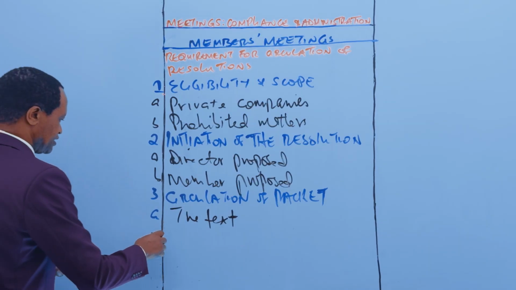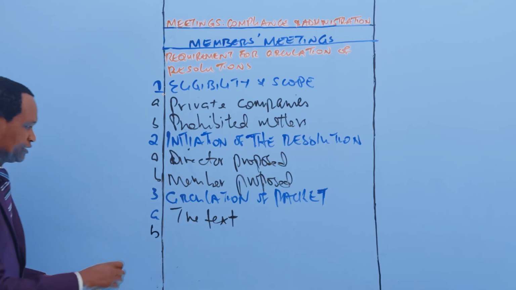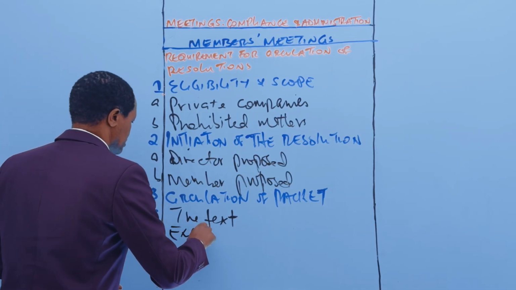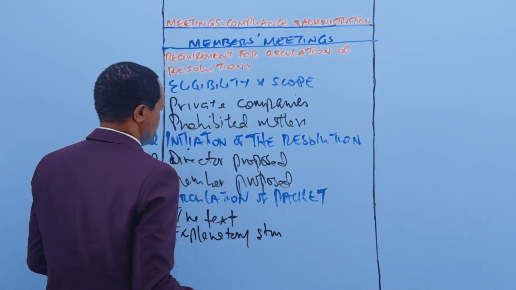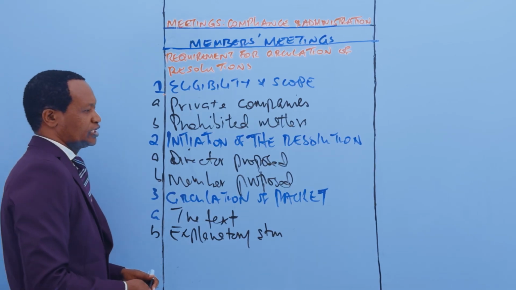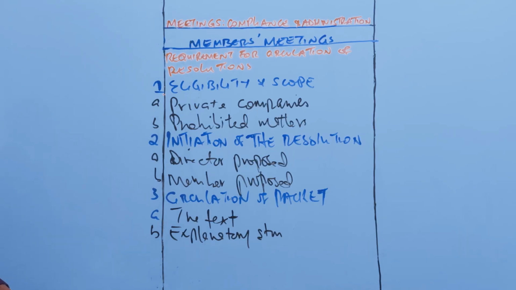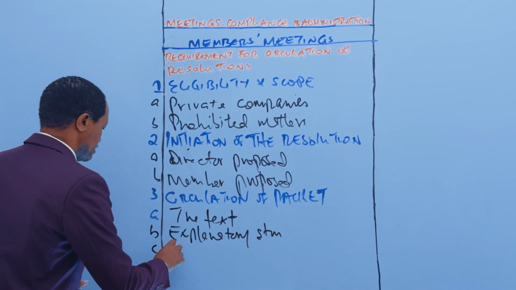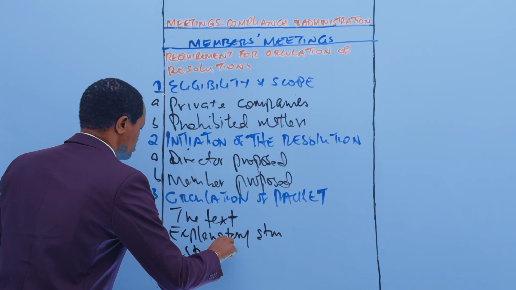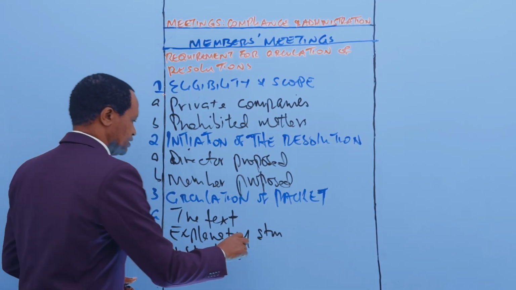Then apart from the text, number 2, there is the explanatory statement. The packet must include an explanatory statement, which is a statement not exceeding 1,000 words explaining the purpose and the rationale behind the resolution. Number 3, we have instructions. That packet again must include the instructions for agreement.